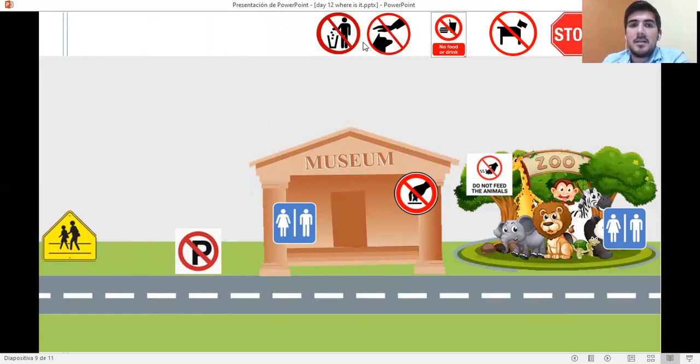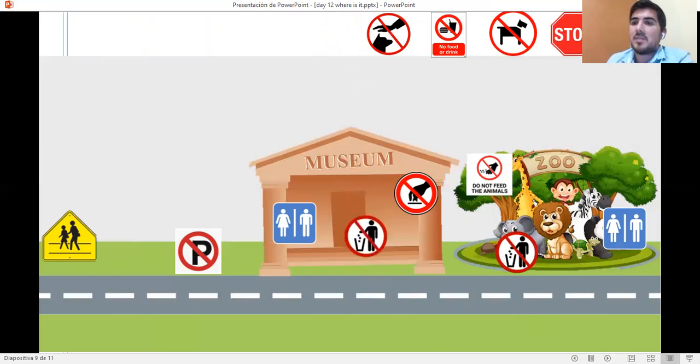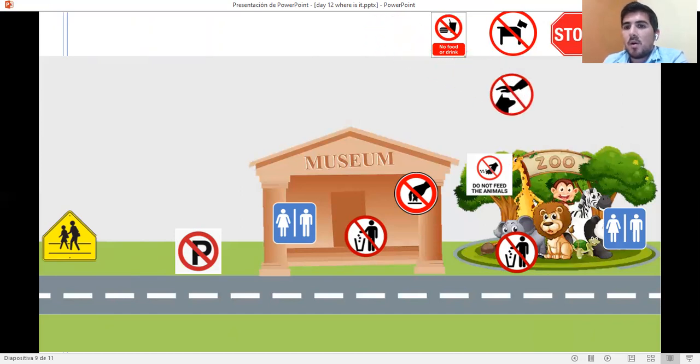The next one. Where can we find this sign? Don't throw trash. On the street, at the museum, at the zoo? If you said at the zoo, that is correct. And also, if you said at the museum, it's very common to see these signs in both places. The next one, don't touch the animals. Where can you find this sign? On the street, at the museum, or at the zoo? Correct, at the zoo.